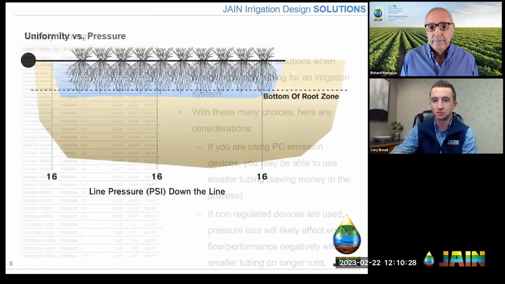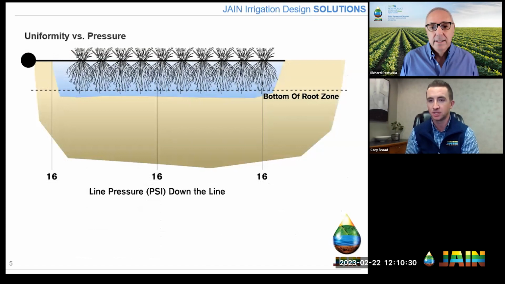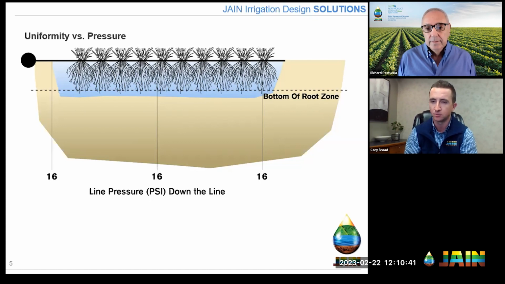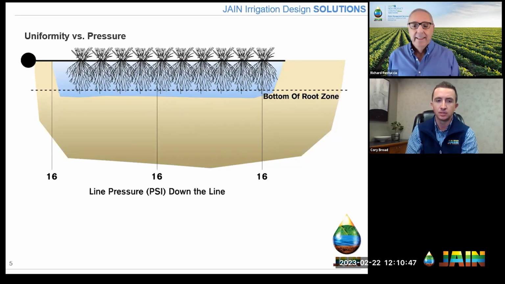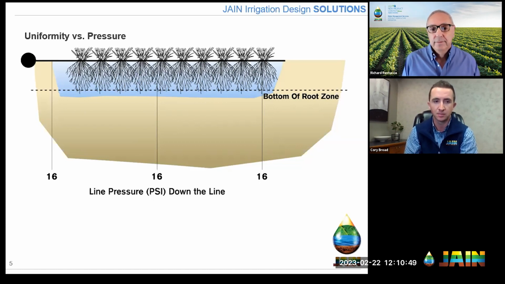Absolutely. And so just to break down what we were just talking about, just graphically, I've taken this from a number of presentations in the past. And what we're illustrating here is uniformity versus pressure. So if you had a non-regulated device, so again, say a Jain jet, or even a non-regulated dripper, which is available. You see on the left-hand side, the pipe segment, and then it feeds down the row to the right-hand side.